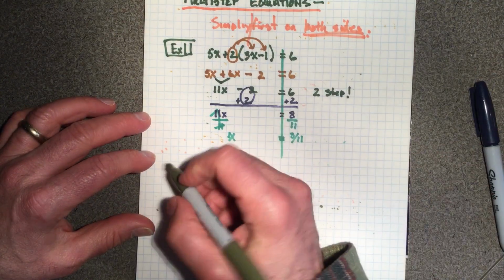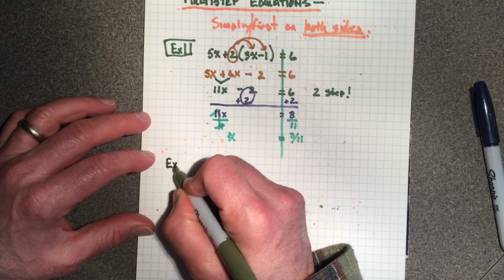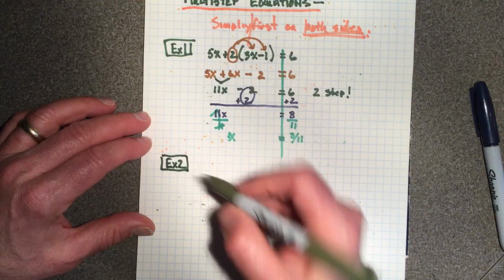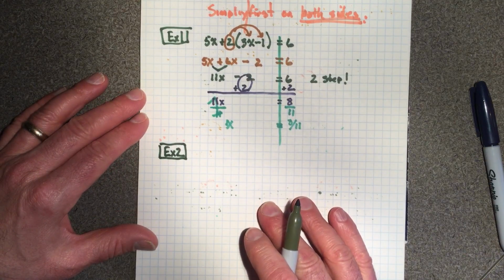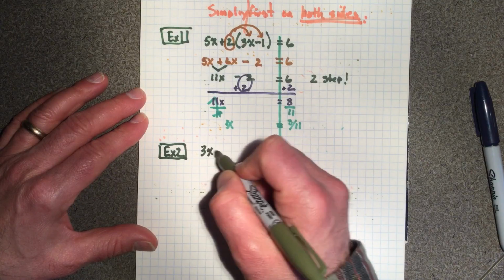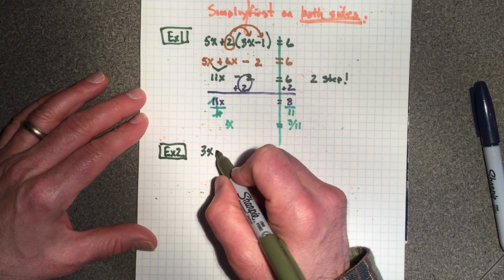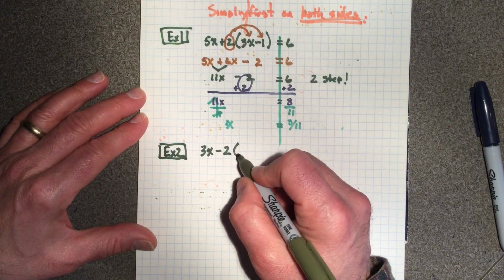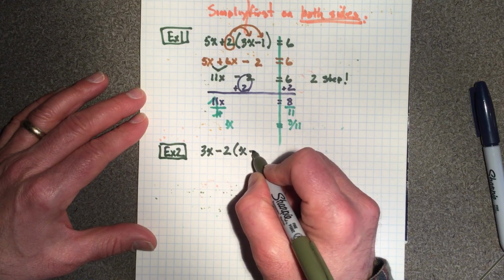All right, let's try one more of these. Example 2. This is kind of like an army green marker. Camouflage. 3x minus 2 times the quantity x minus 4.